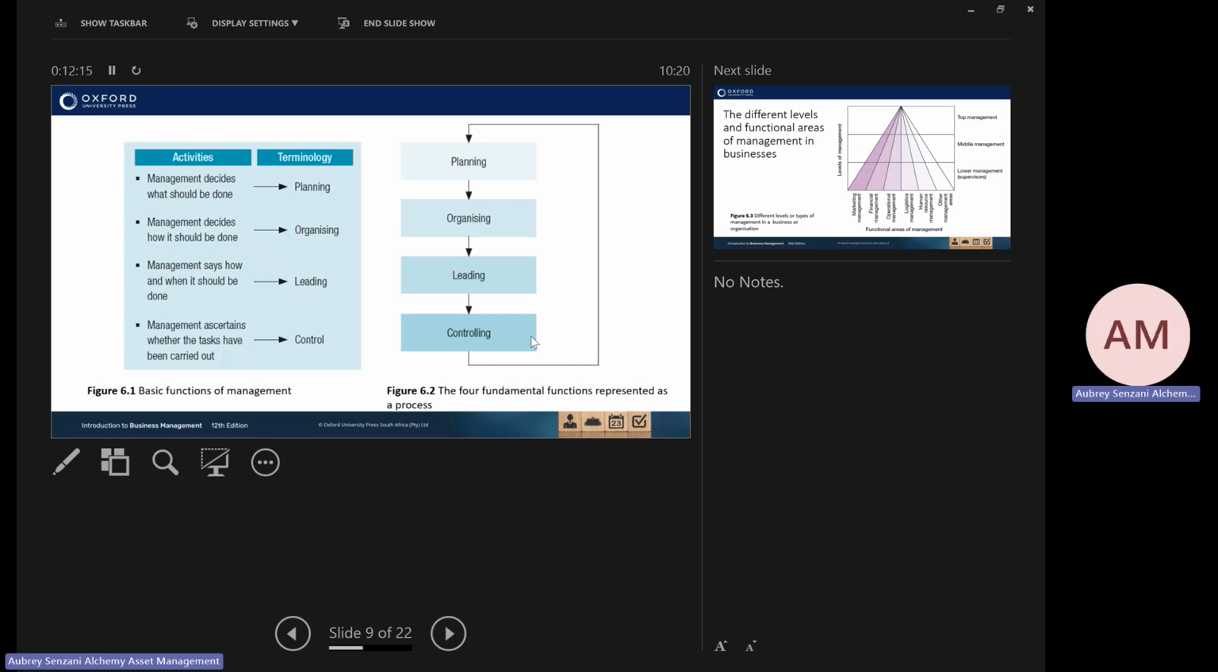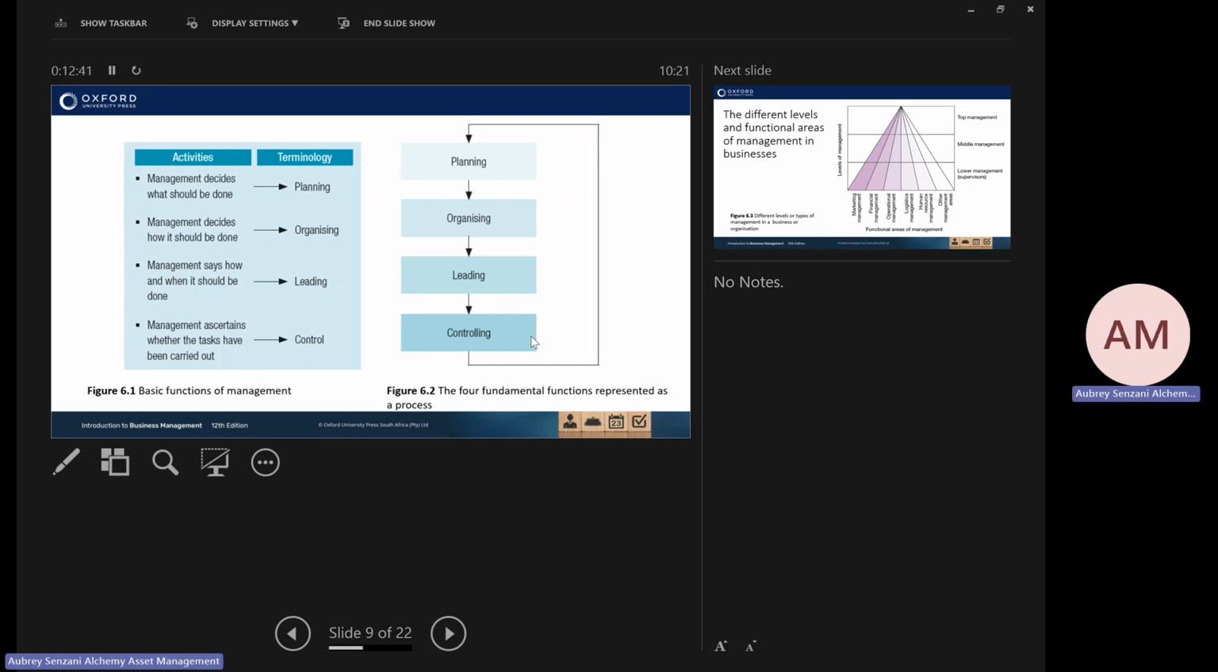Then leading, management says how and when. Okay, so basically deadlines of when these different activities must be completed, isn't it? But then it's not enough for us to set deadlines. There comes a point in time where we actually need to see, has this work actually been done? And that's where control now comes in. It's the evaluation. Have things been done?